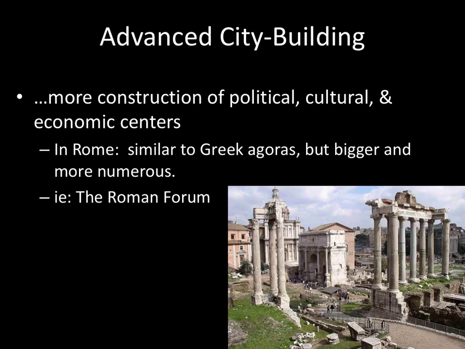Copying off of Greece's influence was Rome, that also created a political, cultural, and economic center. Just like Greek agoras, Rome built them up a little bit bigger and a little bit more numerous. They had them scattered throughout their region, whereas Greece only had a few. Okay, this here is the best example of a Roman agora. They call it the Forum, and this is where the Roman emperors would meet, where Roman senators would discuss, markets would thrive with people trading, just like that of ancient Greece.